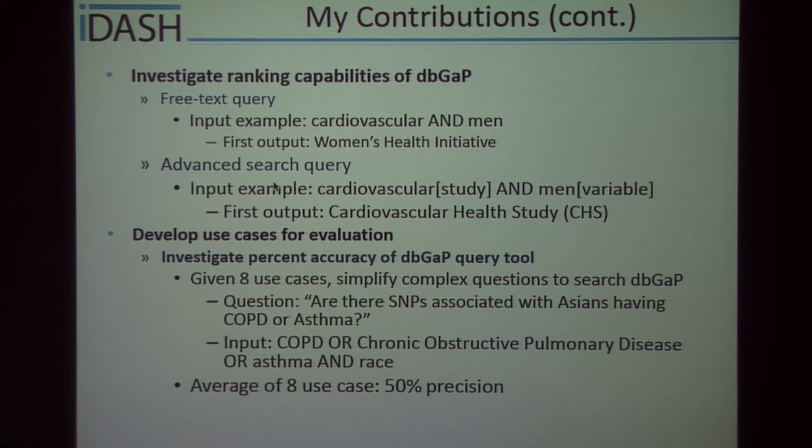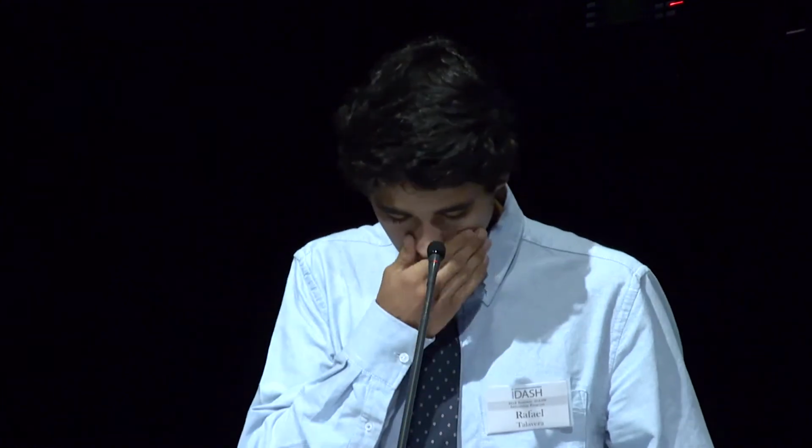And so what we took out of that is that the current dbGaP search tool might be looking in parts of the study's body that are not necessarily indicative of what the study's focus actually was. Also, in this example, it'll show you how it mapped a match between women and men. And so this is currently going into our development of a ranking algorithm.